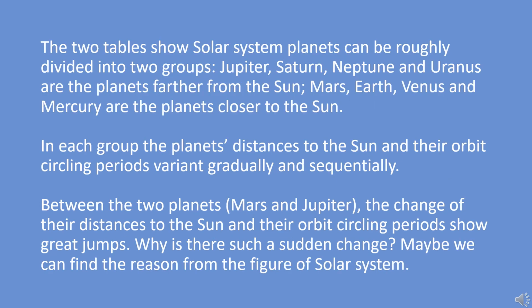The two tables' data shows that solar system planets can be roughly divided into two groups. Jupiter, Saturn, Neptune and Uranus are the planets farther from the Sun. Mars, Earth, Venus and Mercury are the planets closer to the Sun. In each group the planets' distances to the Sun and their orbit circling periods vary gradually and sequentially. However, between the two planets, Mars and Jupiter, the changes of their distances to the Sun and their orbit circling periods show great jumps. Why is there such a sudden change? Maybe we can find the reason from the figure of the solar system.